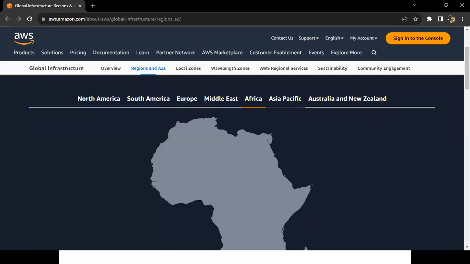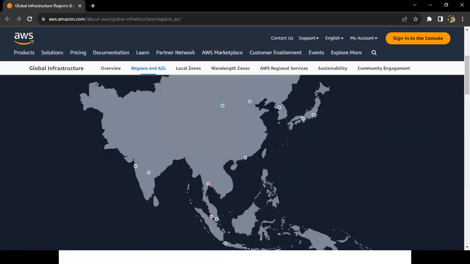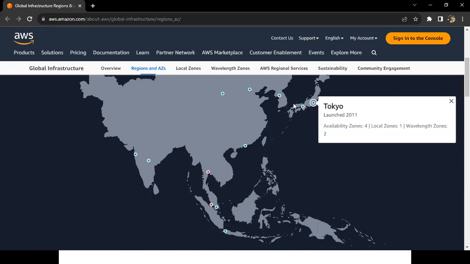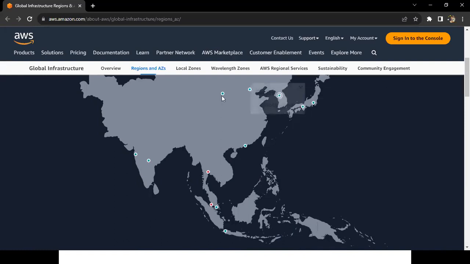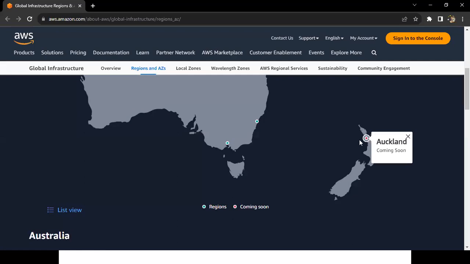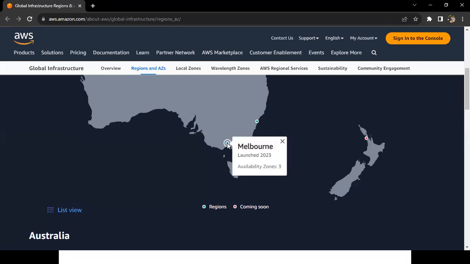Asia Pacific. See, coming soon, 2 we have in Asia Pacific. One is in Thailand, one is in Malaysia. In India, we have 2. One is in Mumbai, the other one is in Hyderabad. In Hyderabad, they launched in November 2020. So moving on to Australia, New Zealand. In New Zealand, we have it as coming soon. In Australia, in January 2023, they launched in Melbourne.